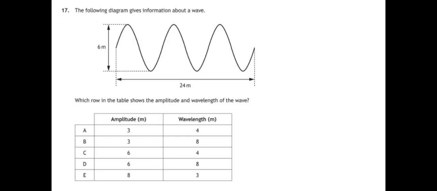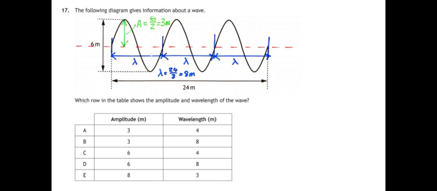Number 17. The following diagram gives information about a wave. Which row in the table shows the amplitude and wavelength of the wave? So, in this sort of question, I would urge you to do a little bit of drawing on your paper. The amplitude, as shown in green on this diagram, is the distance from the midpoint or from the equilibrium position up to the maximum or minimum, the crest or the trough of the wave. So that's going to be half of 6 meters, which is 3 meters.